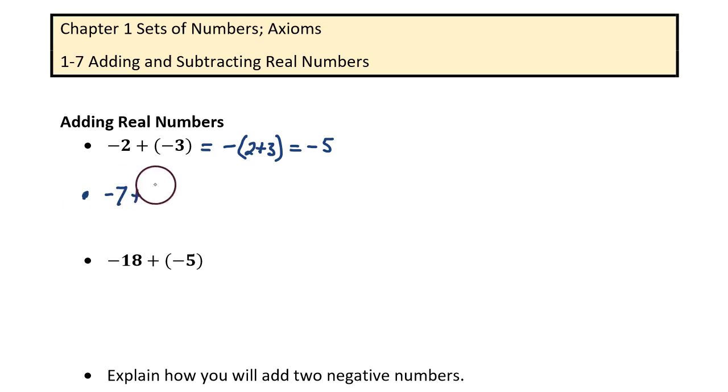Here's another example, -7 plus -1. Maybe you know right away that the answer is -8. The reason it is because this can be written as the negative of 7 plus 1.